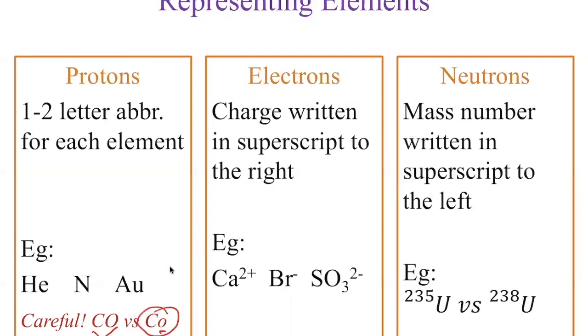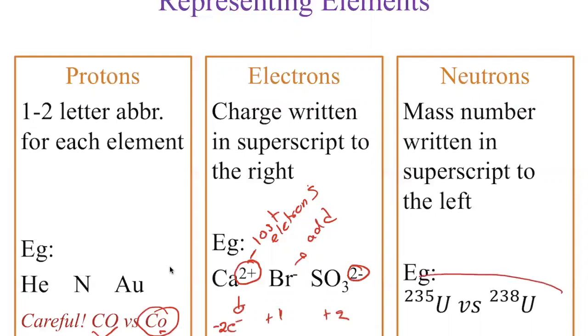When we say we have a charge, the charge is going to be a superscript. This indicates how many electrons. So if you have a positive charge, that means you lost electrons. Why? Because the electrons carry a negative charge, right? When you have a negative charge, that means you added an electron. So this indicates that it lost 2 electrons. This indicates that it gained 1 electron. This indicates that it gained 2 electrons.